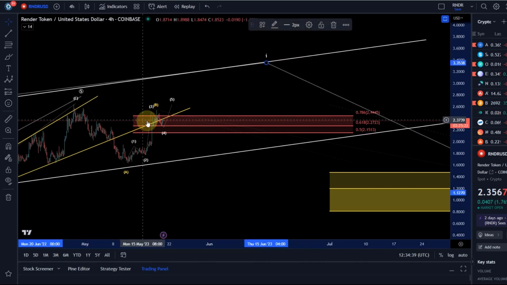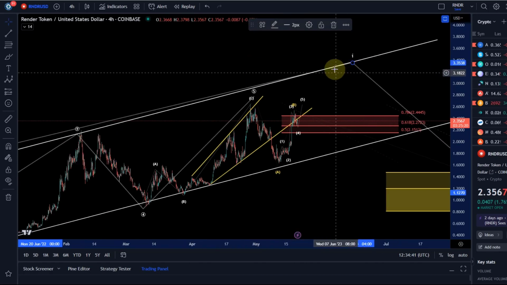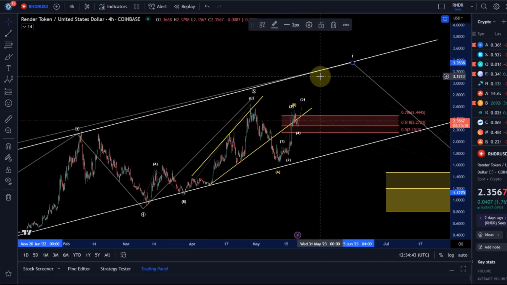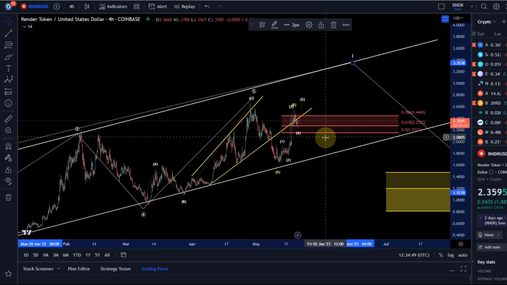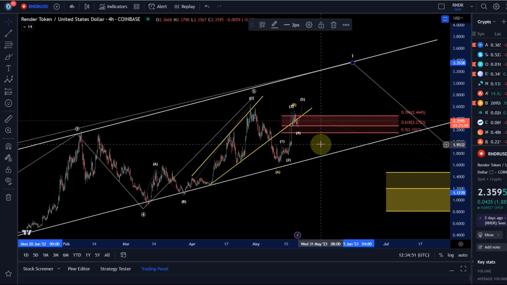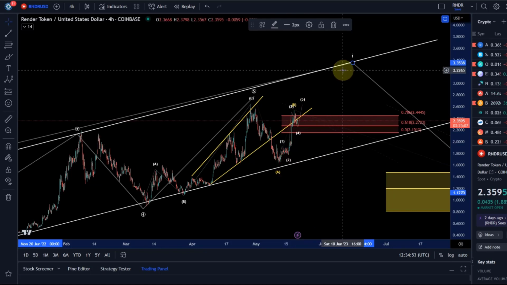And that might reach eventually the channel top somewhere around $3. I think I said that in the previous video. But it also means that if we get 5 waves up, we might see a pullback. That could be another trade setup to trade the C wave.